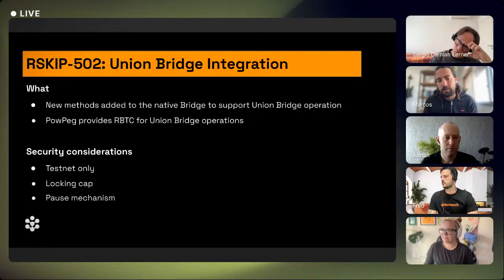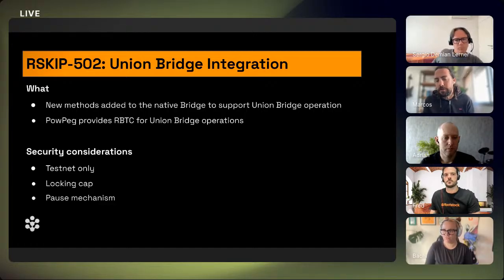So now there's this new actor, the Union Bridge, that will also bring users into Rootstock. Whenever a user makes use of Union to peg in, for example, the Union contract needs to request the native bridge for RBTC in order to fulfill the user's request for RBTC. And same thing when there is a peg out.